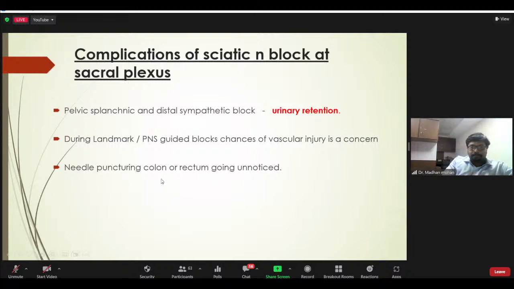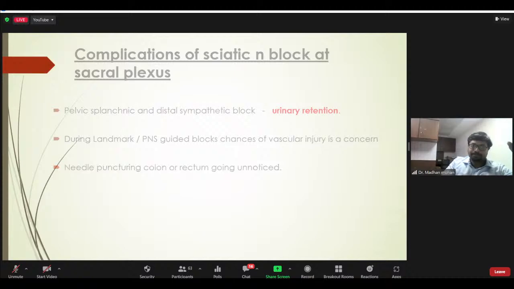As far as this block is concerned, again I have told, once you are doing only a nerve stimulator guided block, we don't know what structure we are going to pierce. So the chance of injuring some vessel is a major concern in this block. So I would suggest this block be done under ultrasound guidance rather than nerve stimulation if you have the facility. And again, if you are not confident and if you are going on a wrong track more laterally, you may enter the greater sciatic foramen, and further, if you push the needle in, you may enter the colon or rectum, which is a vital structure lying at that level. So that is also a concern.